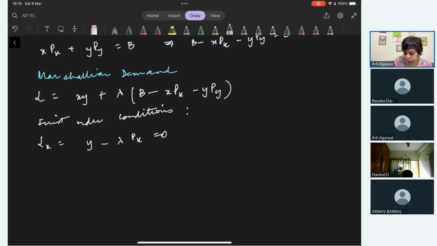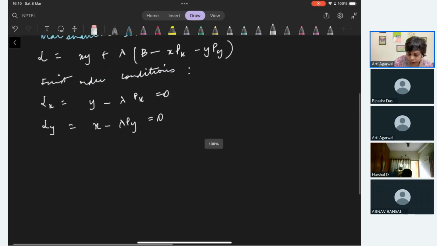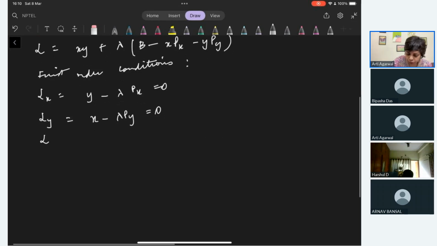Ly is, wait a minute, sorry. Ly is x minus lambda py is equal to 0, and then we take L with respect to lambda. This just gives you the same expression back again. These are your three equations from the first order conditions.